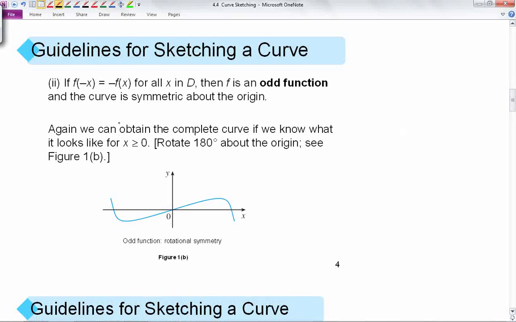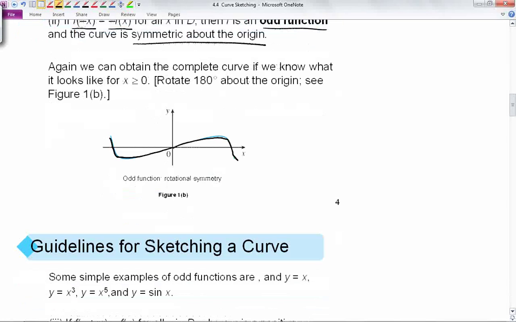Also, a function could have symmetry if it is an odd function, meaning if we take f of the opposite of x, we get the opposite function value. So then we have an odd function, and the graph is symmetric about the origin. Okay, so we'd have this situation. Again, we cut our work in half. Once I know what's happening to the right of the y-axis, I can just fill in the left side to be a rotation of that about the origin. So rotational symmetry is what we have there.